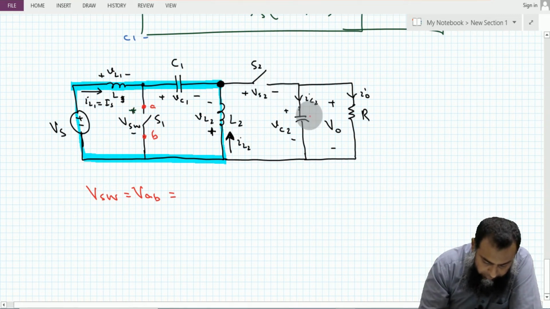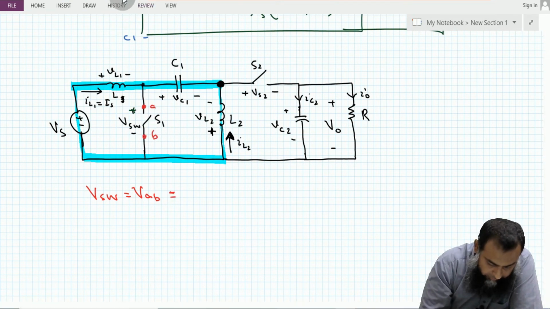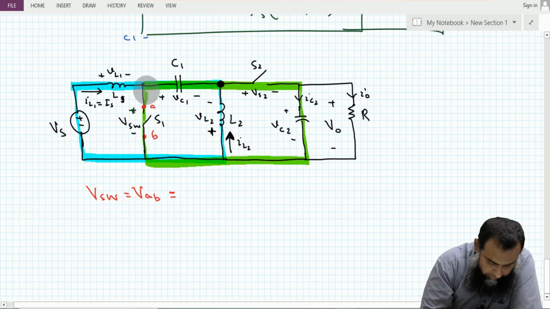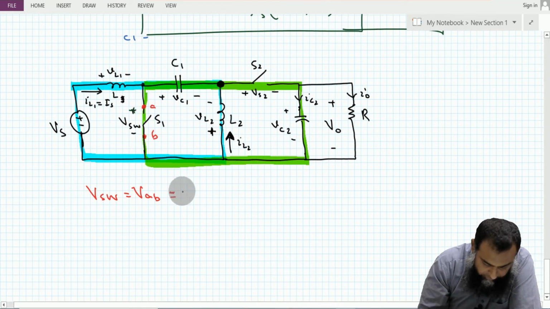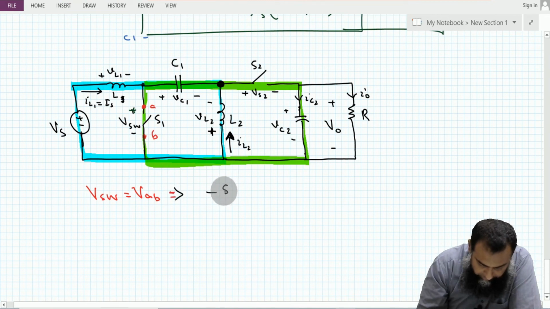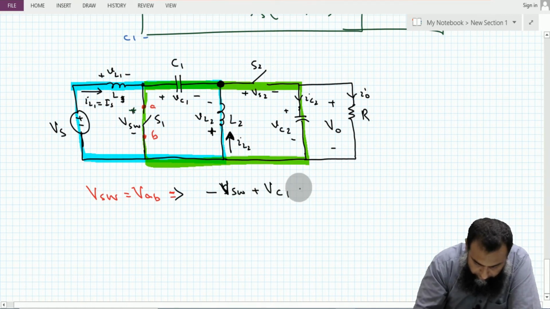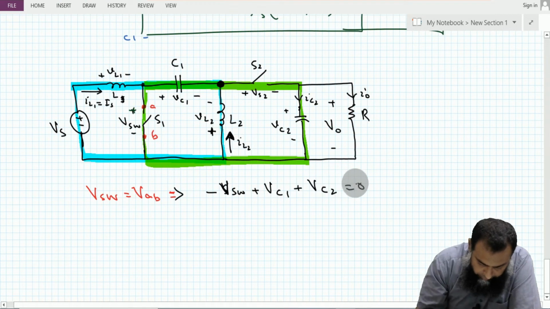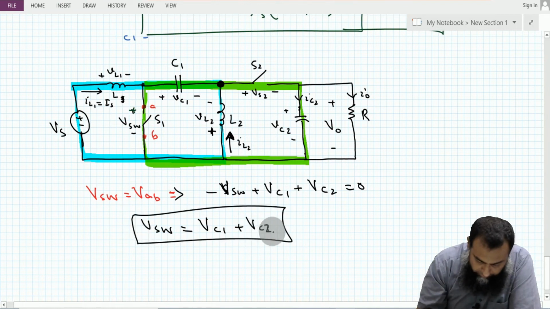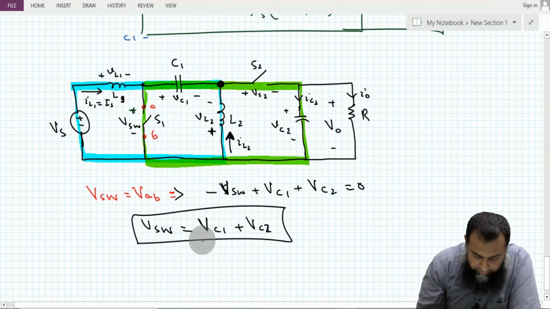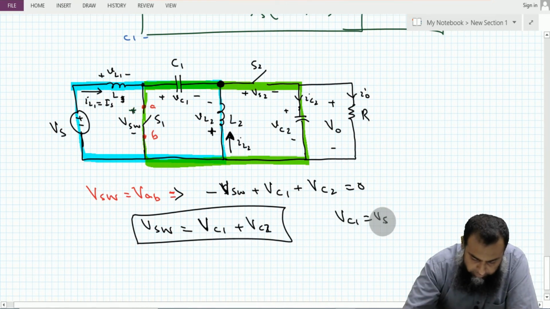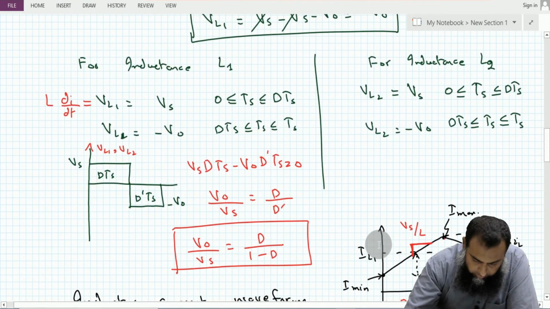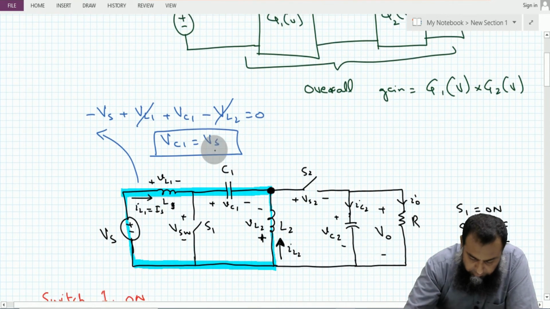When we have the switch S2 available, then VAB we can find by applying KVL in this loop, such that the expression is minus VSW plus VC1, ignoring the drop across this switch S2, plus VC2, that is equal to 0. So VSW is equal to the sum of the capacitor voltages VC1 and VC2. And we have earlier noticed that this VC1 is equal to Vs, right? We have earlier seen this here.